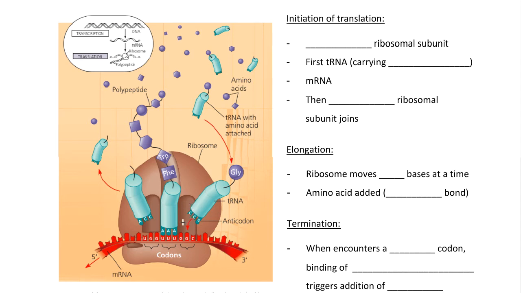Notice also that you can see the A site with the new transfer RNA with an amino acid coming in, the P site where the polypeptide is being formed, and the E site where the transfer RNA without its amino acid is exiting.